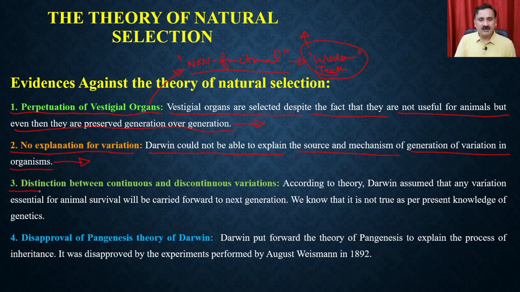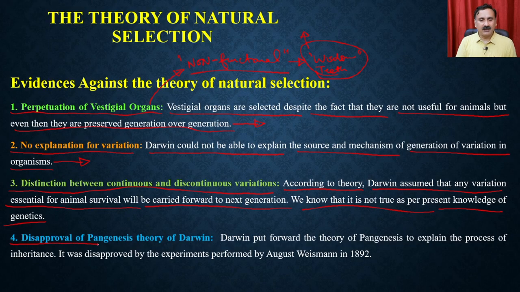Then there is the distinction between continuous and discontinuous variations. According to the theory, Darwin assumed that any variation essential for the animal's survival will be carried forward to the next generation. We know that it is not true, as per the current knowledge of genetics, right? Any character which you acquire for your own existence will not go into the next generations.